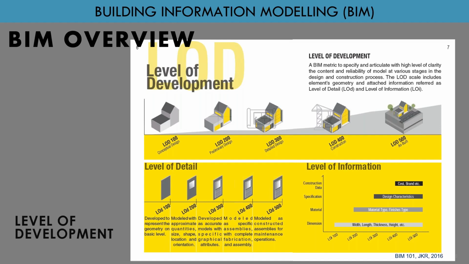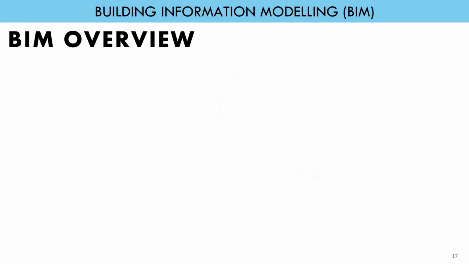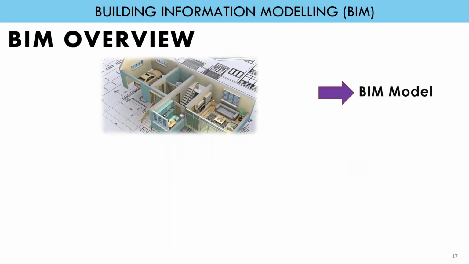Okay, from LOD 100, 200, 300, 400, 500. Okay, so that one I will show in the slide. So we have a BIM model. We call it a BIM model. This model will develop from LOD 100, from the concept. LOD 200 we call design, detail design. LOD 300, 400 we call construction, and when we are handing over we call it as-built.